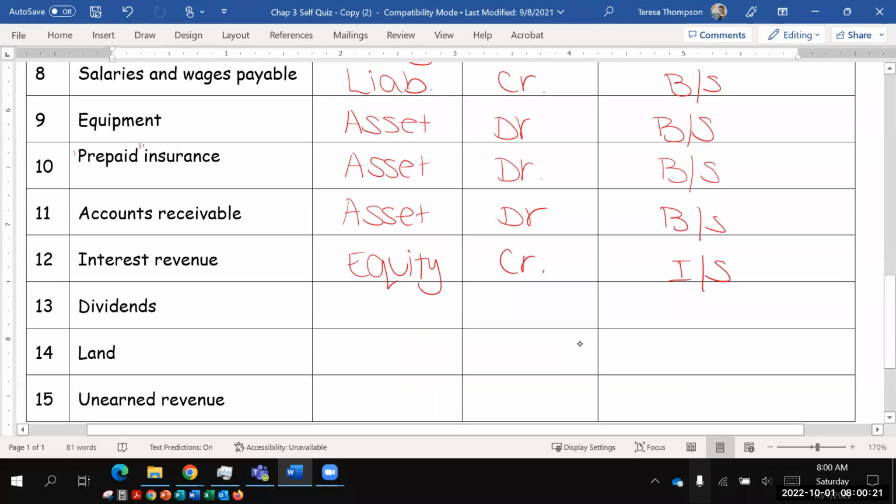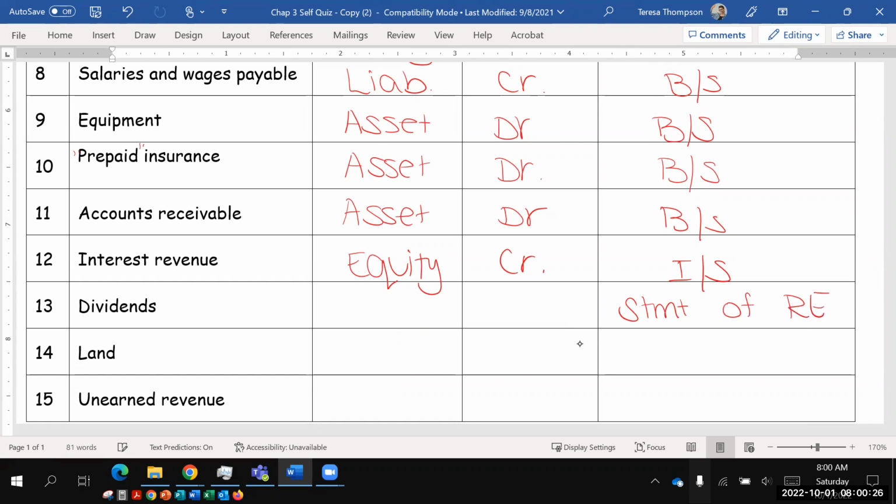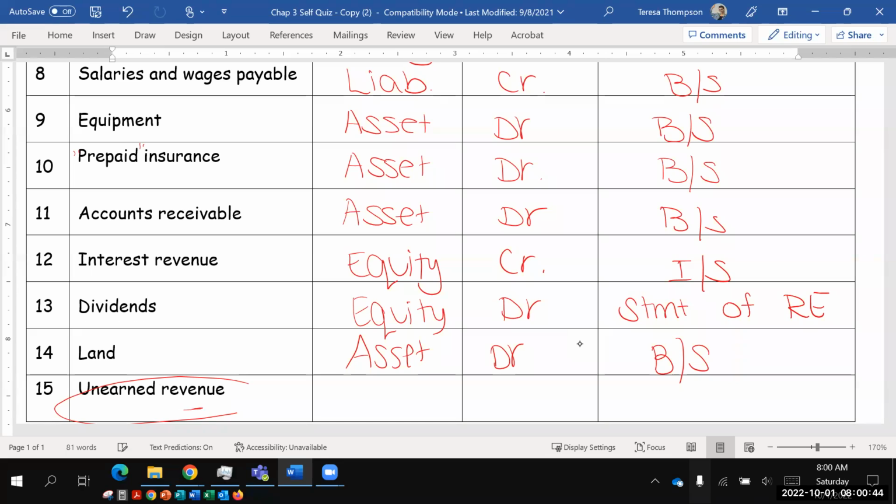Dividends, finally something that appears on the statement of retained earnings. A normal debit balance, and it is an equity item. Land, assets, debits, balance sheets. Unearned revenue, that was the other new account for you. Okay, so we can't call something revenue unless we've earned it. So the fact that it says unearned, we know it's not equity.